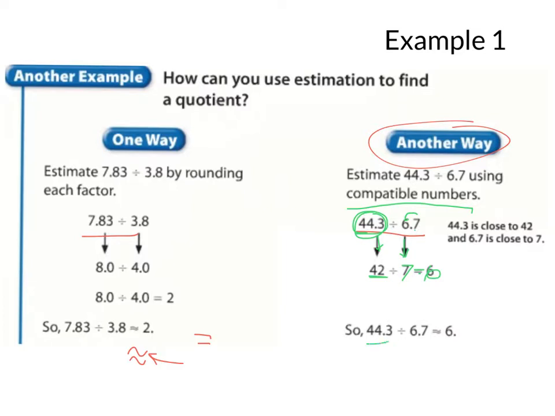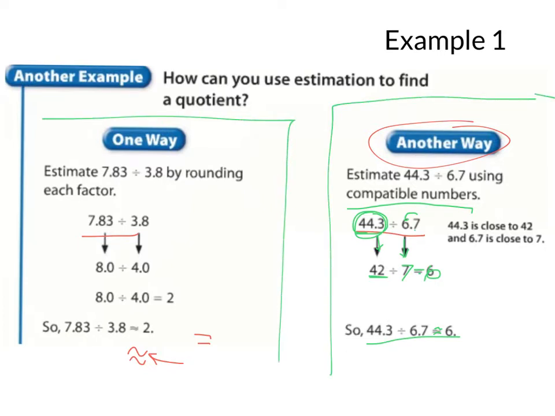So then we'd write our answer. 44.3 divided by 6.7 is about equal to 6. Notice how they had the "is about equal to" because we estimated. What should we write? Well, you should write this part and then also write what's inside that box. Once you're done, please unpause the video.